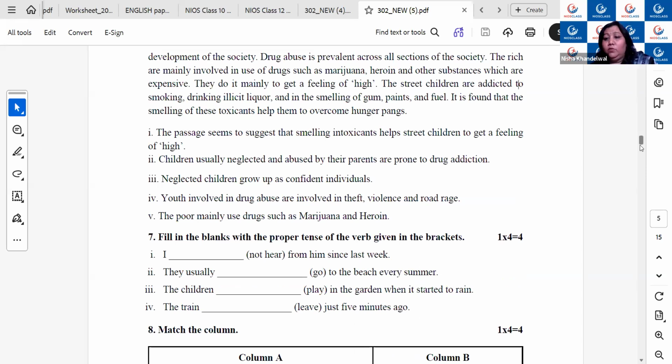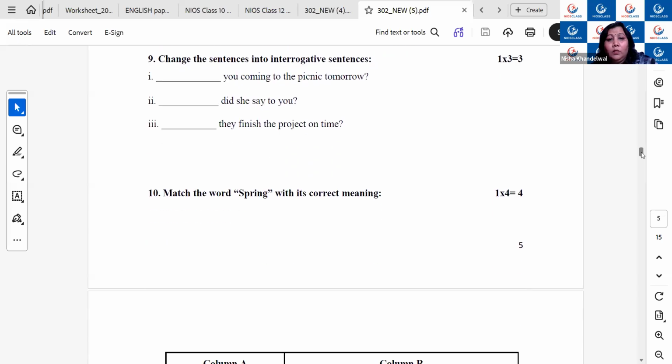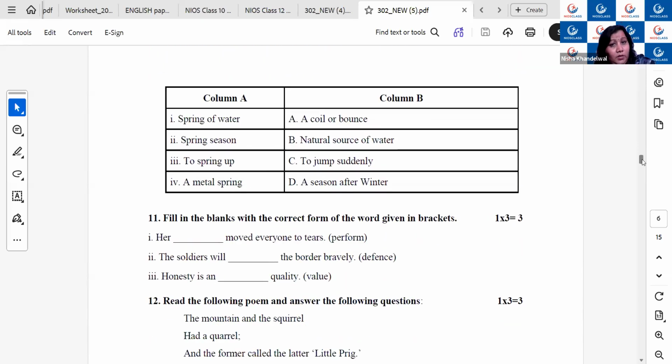Now next would be match the word spring with the correct meaning. A lot of spring words are there: spring of water, spring season, to spring up, a metal spring. You can check: a coil or a bounce would be a metal spring. Spring season would be the season after winter. Spring of water would be a natural source of water. That also you can check.